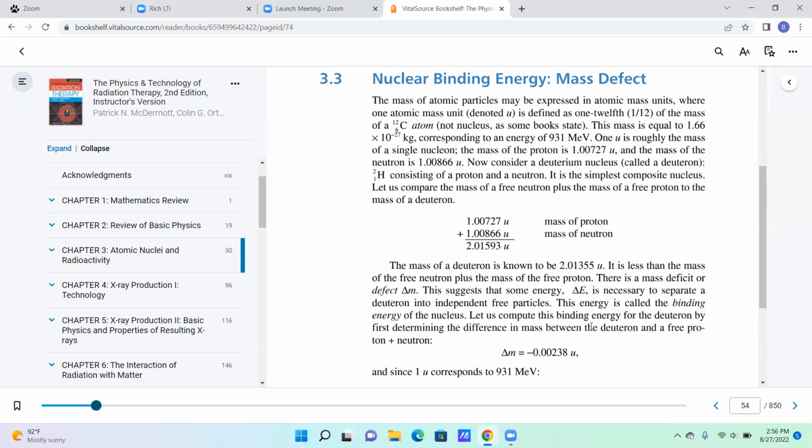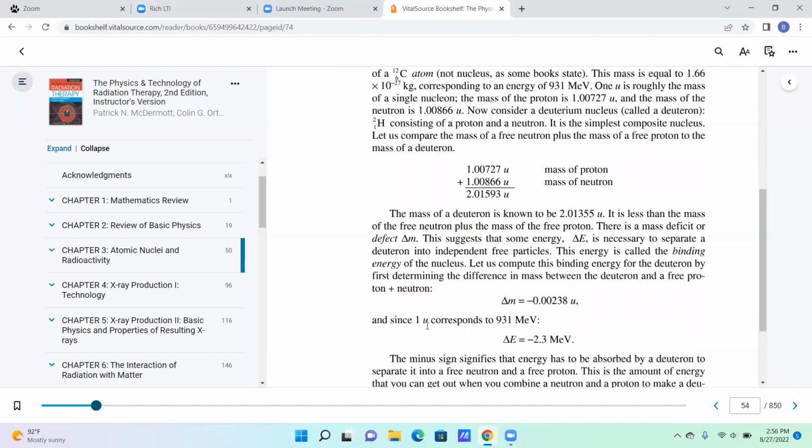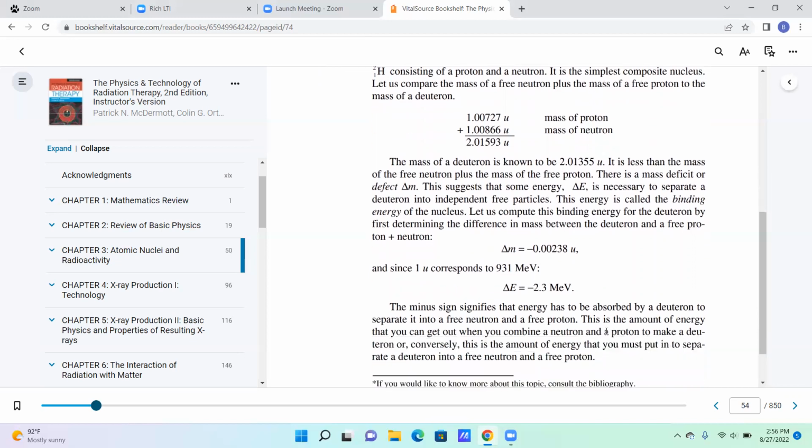So let's compute the binding energy for a deuteron by first determining the difference in mass between the deuteron and the free proton and neutron. This is the free proton and neutron. This is the mass of the deuteron. The difference between the two is this. And since 1 AMU corresponds to 931 MeV, then the change in energy here is minus 2.3 MeV. The minus sign signifies that energy has to be absorbed by a deuteron to separate it into 2 free particles.